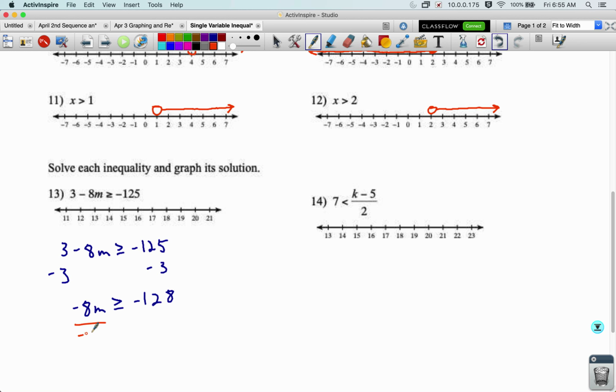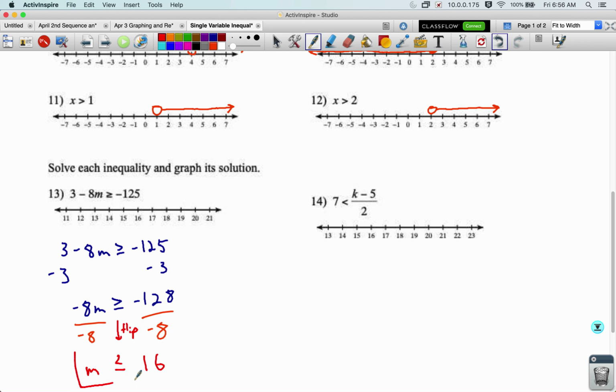Here, to get rid of this negative 8, I divide by a negative 8. Here I'm dividing by a negative. So I've got to remember, when I divide by a negative, the inequality flips. All right, and negative 128 divided by negative 8. Gotta do that in my calculator. It's 16, but it's a positive 16 because a negative divided by a negative is always positive.